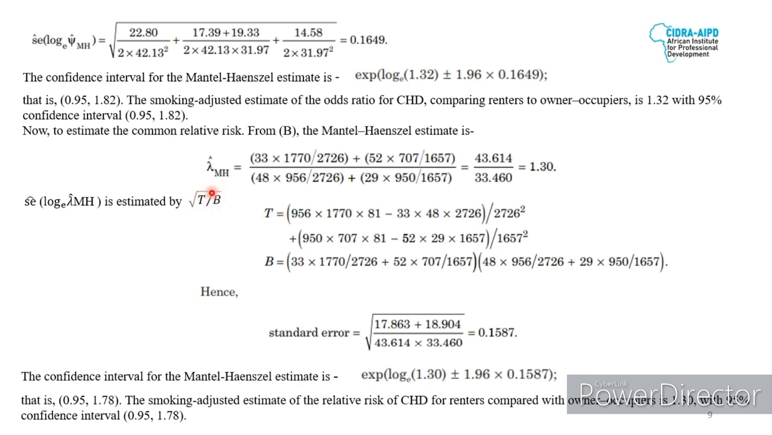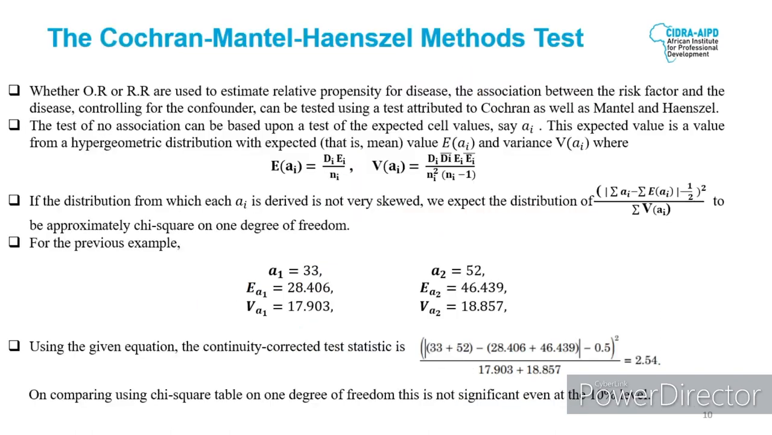For simplicity in calculation, we have denoted the numerator by T and the denominator by B. So finally, we get the standard error as 0.1587 and the confidence interval as shown here, which is 0.95 and 1.78. Therefore, the smoking adjusted estimate of the relative risk of CHD for renters compared with owner occupiers is 1.30 with 95% confidence interval 0.95, 1.78.